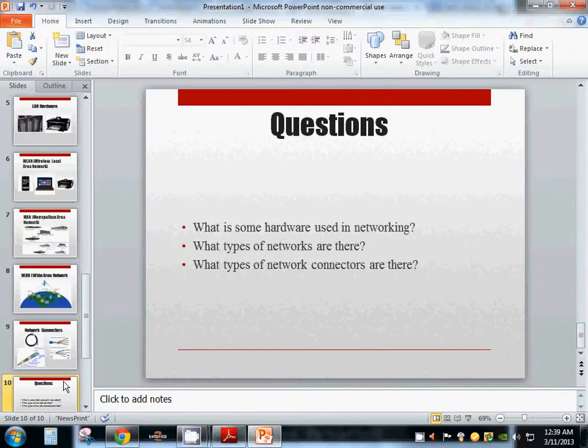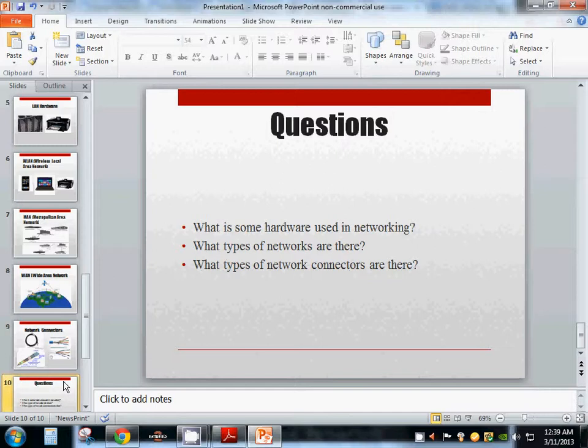I have some questions for you. What is some hardware used in networking? We learned today that some of the hardware used in networking is PDAs like cell phones. We use laptops, servers, printers, all that different type of hardware can be networked together. That is how you print pages from a computer, and that can be wireless or through cables.